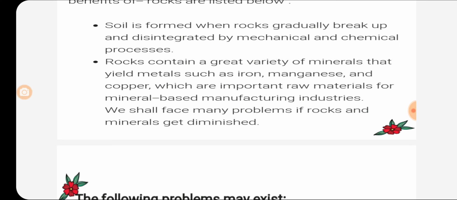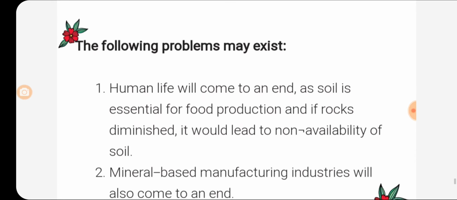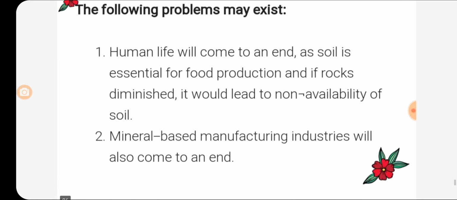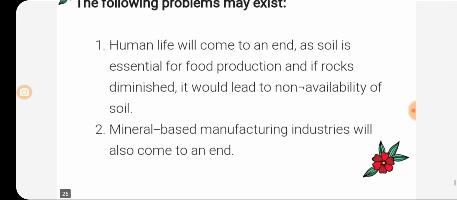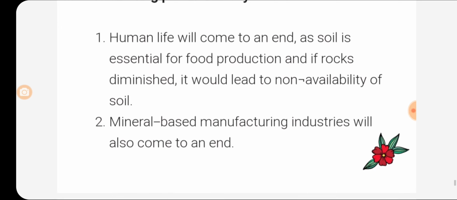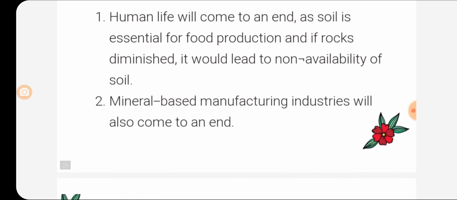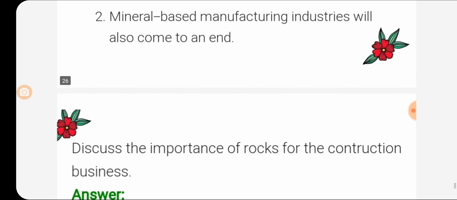We shall face many problems if rocks and minerals get diminished. What are these problems? See, the problems are human life will come to an end as soil is essential for food production. As you know, the soil is very important to grow plants and we can get the food products from this. So, if rocks diminish, it would lead to non-availability of soil. Mineral based industries will also come to an end because they all depend on the raw material for the minerals.